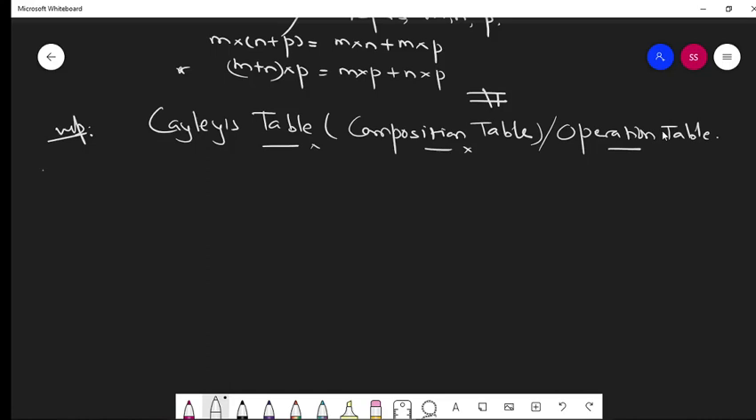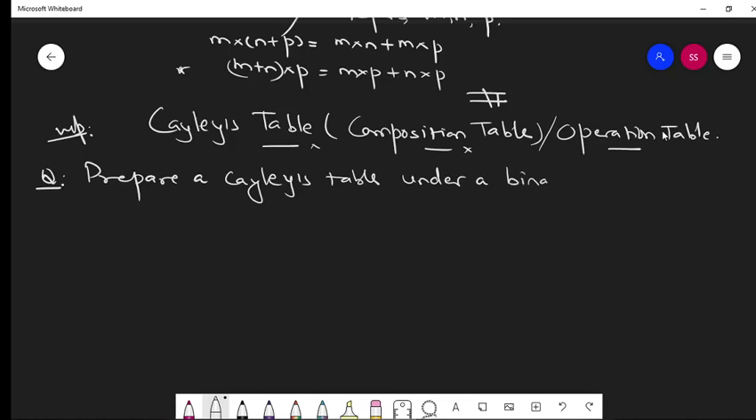For that, one question will be best. Prepare a Cayley's table under a binary operation, under addition modulo 3. I will tell details about this after this problem.